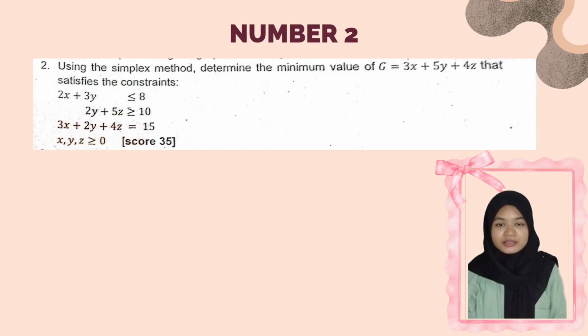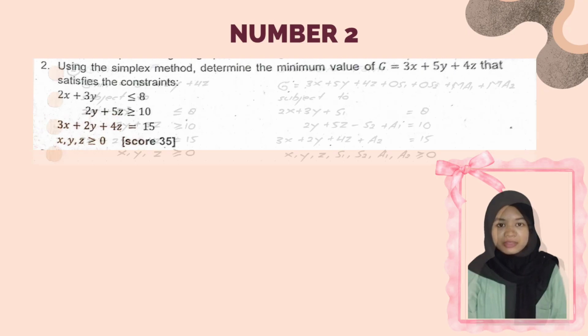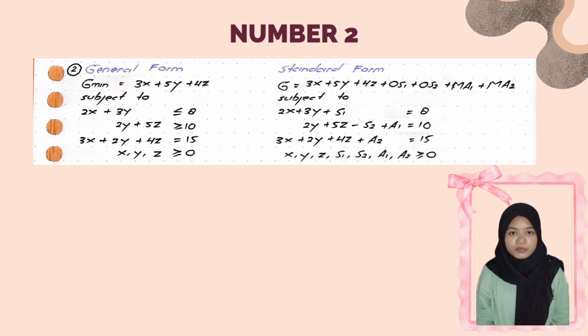The question asks us to solve the given linear programming problem using the simplex method. First, I write the general form of the problem. In question number 2, because the problem is already in a ready-made form, the general form is the same as the question: minimizing g, and the form of the constraint variables is the same.